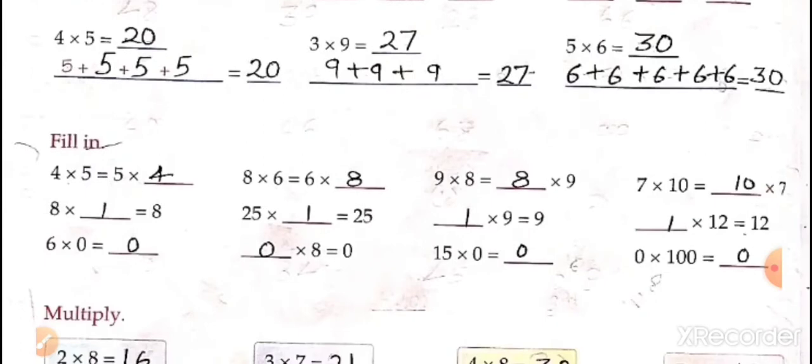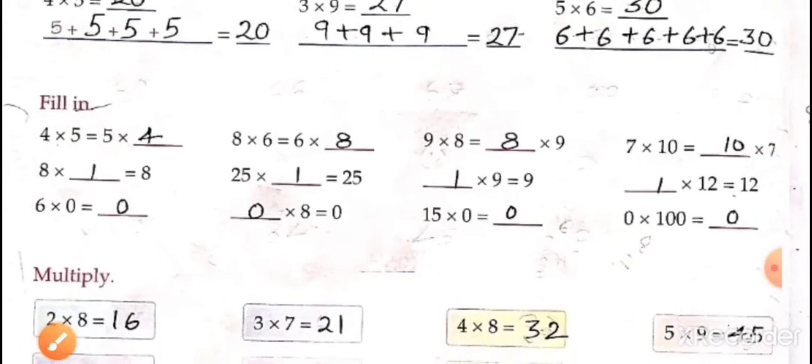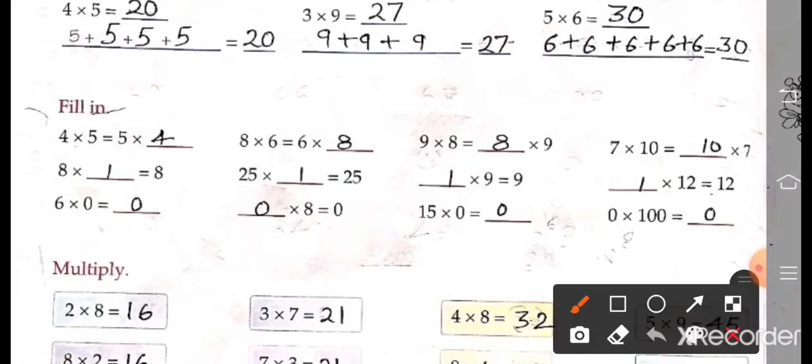Okay, now the question number 2, fill in. Here are multiplication facts. 4 multiply 5 equal to 5 multiply 4. Okay, the product of numbers in any order is the same. So 4 multiply 5 equal to 5 multiply 4. Okay, same, 8 multiply 6 equal to 6 multiply 8.